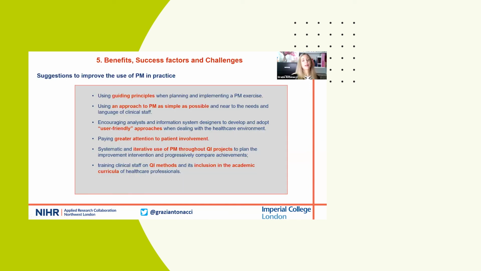I would just like to conclude with some practical suggestions to improve the use of process mapping in practice. First, I would suggest using the guiding principles we talked about today when planning and implementing a process mapping exercise. Then using an approach to process mapping that is as simple as possible and near to the needs and language of clinical staff is also very important. We have also seen that often the patient perspective is not embedded in process mapping exercises. So I would suggest paying greater attention to patient involvement in this type of activity. Then to get the most from this method, it's important to use process mapping iteratively throughout improvement projects to plan the interventions and progressively compare achievements.